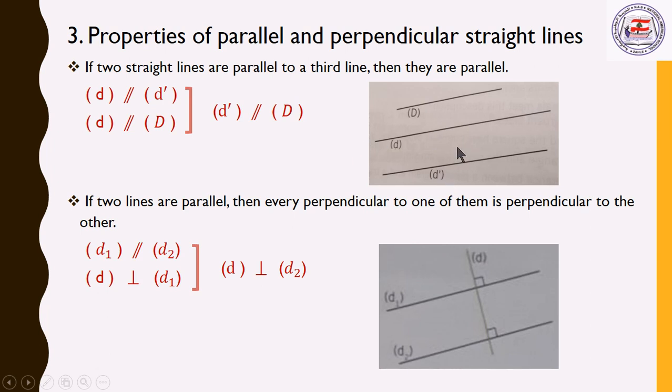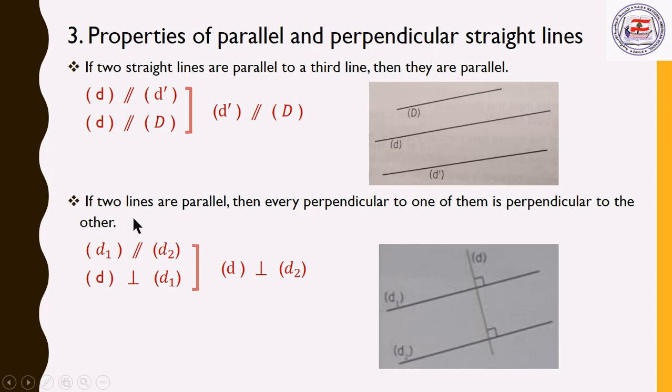Then what about D prime and capital D? They will also be parallel. You just need to memorize: if two straight lines, D prime and capital D, are parallel to a third line D, then these two straight lines are also parallel.